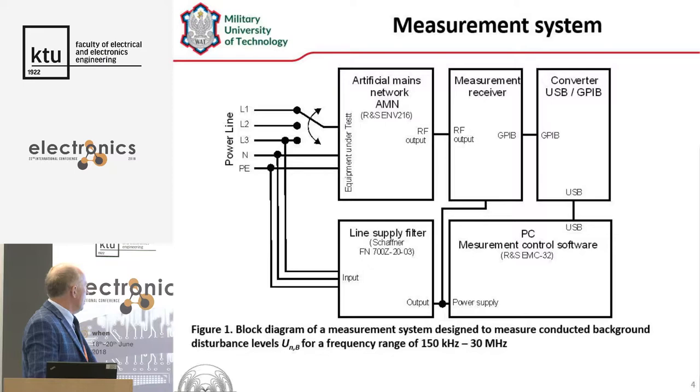Here is presented the block diagram of the measurement system designed to measure conducted background disturbance level in the frequency bandwidth from 150 kHz to 50 MHz. This system consists of the artificial noise network, which is connected to the three-phase power lines, and using this system we measured conducted disturbance levels on phase 1, 2, 3, and the neutral line too. So the artificial noise network is used for measurement. The output of the artificial noise network is connected to the measurement receiver.